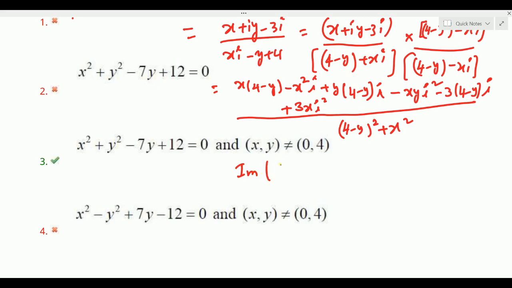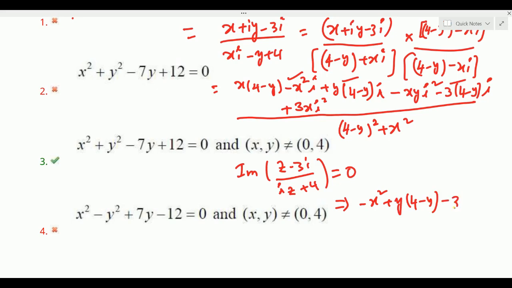Because what is given and what is being asked: z minus 3i over iz plus 4 is equal to 0, the imaginary part. What is the imaginary part here? Minus x square i is an imaginary part, y into 4 minus y is imaginary, and minus 3 into 4 minus y is also imaginary. Here xy into i square, which is minus 1, becomes a real part. So we equate the imaginary part, minus x square plus y into 4 minus y minus 3 into 4 minus y, to 0. Since the denominator is taken as equal to 0, there is no need to write the denominator.